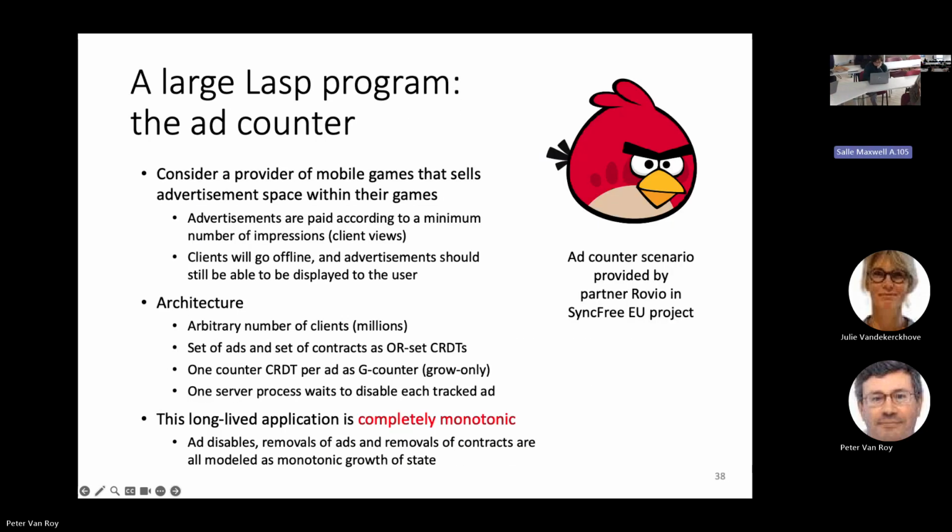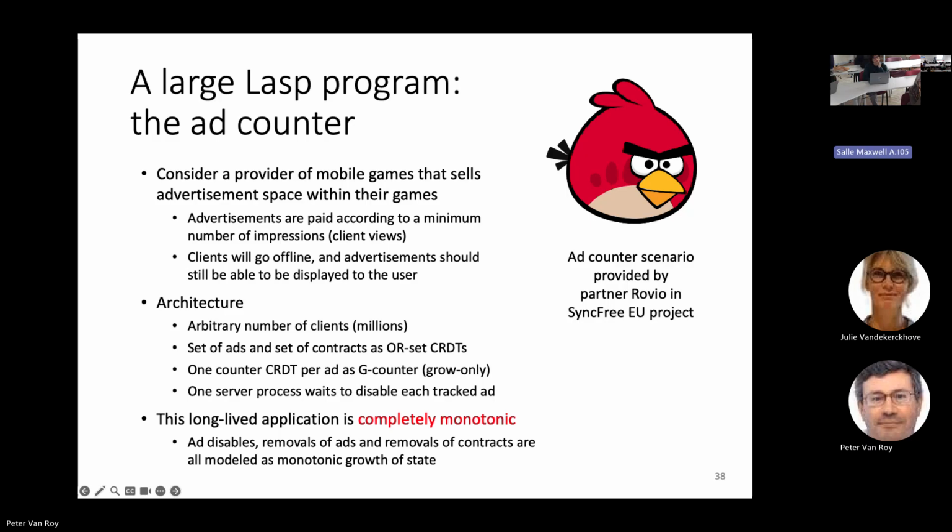Okay, so let me give you a bigger example. This was done in an EU project called SyncFree. And we had a partner in that project called Rovio. You may have heard of them because they made this thing called Angry Birds, which was a flash in the pan. Of course, Rovio had problems when Angry Birds all of a sudden was less successful after some time. But while it was successful, they were doing very well.